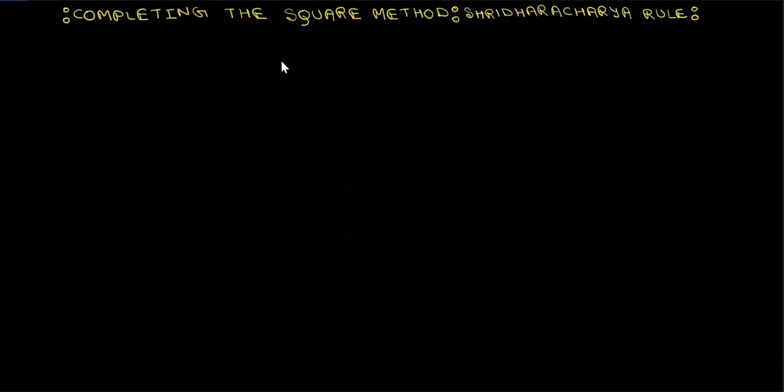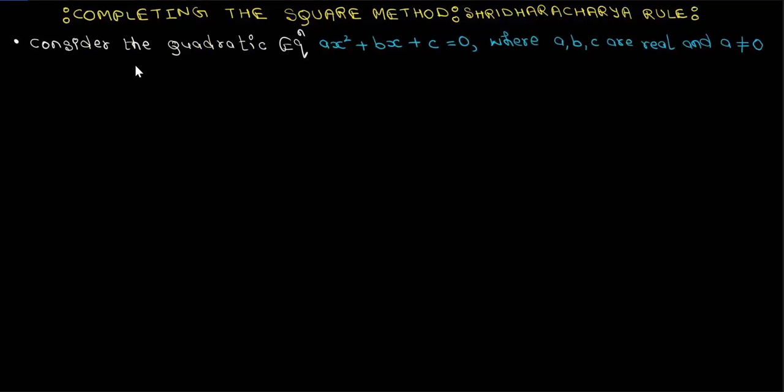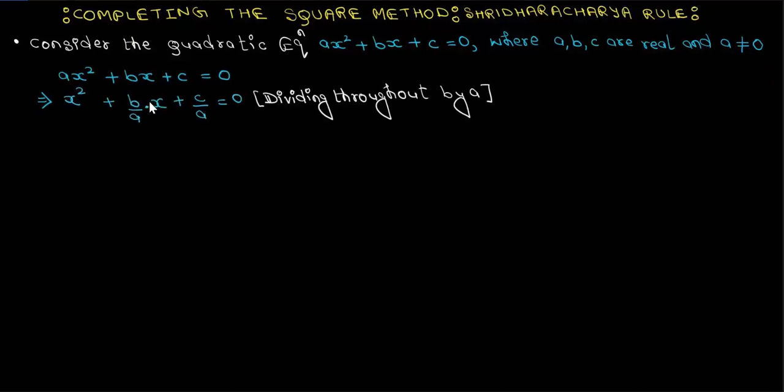Now let us try to understand the completing the square method, Sridharacharya's rule. Consider the quadratic equation ax square plus bx plus c equal to 0, where a, b, c are real and a is not equal to 0. Ax square plus bx plus c equal to 0, which means x square plus b by a x plus c by a equal to 0, dividing throughout by a.